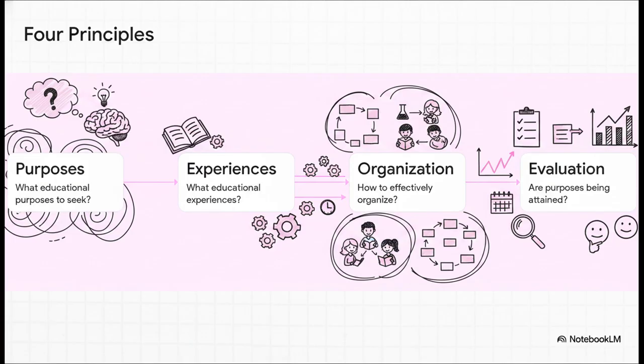Step 1 asks, what educational purposes should the schools seek to attain? Think of this as your ultimate destination. Step 2, what educational experiences can be provided to attain these purposes? These are the actual things your students are going to do. Step 3, how can these experiences be effectively organized? So the logical sequencing of your school year. And step 4, how can we determine whether these purposes are actually being attained? That's your evaluation. If you can answer these 4 questions, you've essentially built a comprehensive curriculum.